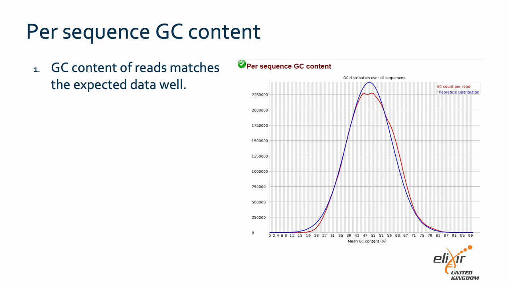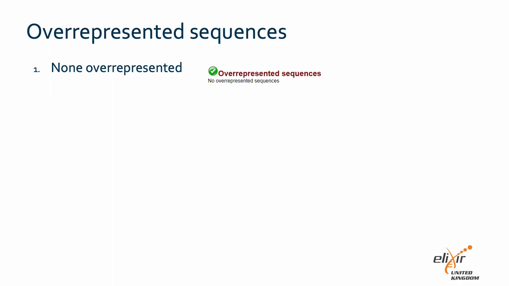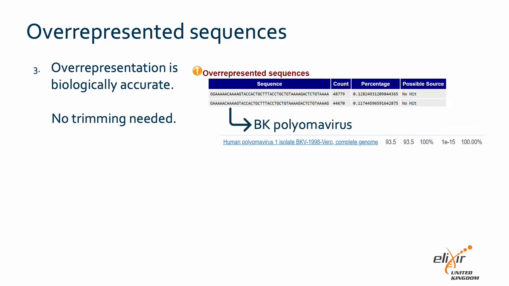GC content should follow the modeled distribution well, but many adapters have a 50% GC content, so distributions can appear very skewed. Again, the ideal is to have no overrepresented sequences, either by recognizing and removing specific headers or compiling a list of all possible adapters listed on the Illumina pages.